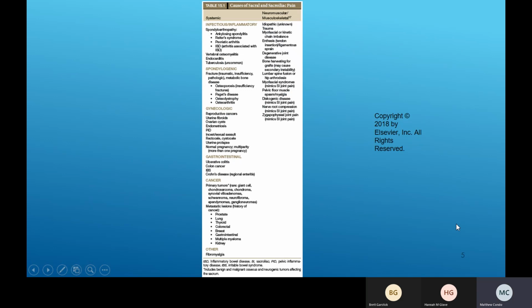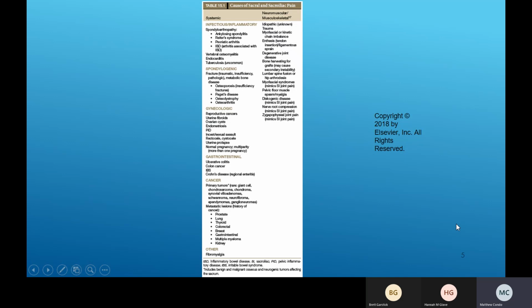This chart is straight out of the Goodman textbook. This is a nice little chart for all the different systems that could refer to the sacrum and to the SI joint. So as you can see, there's a ton of stuff here. Now, what I want you to do when you look at charts like this, and the Goodman textbook has a ton of these, the Davenport textbook has a ton of these, is know that all of these follow the same basic rules that we've already talked about, right?